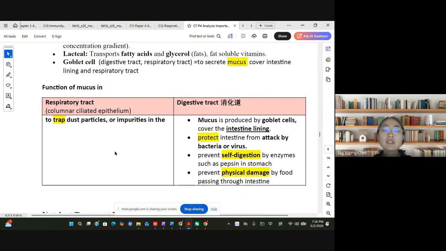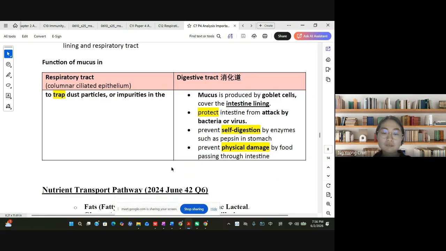But what happens in the respiratory tract? The function of the mucus is just to trap the dust particles or impurities. That's all.